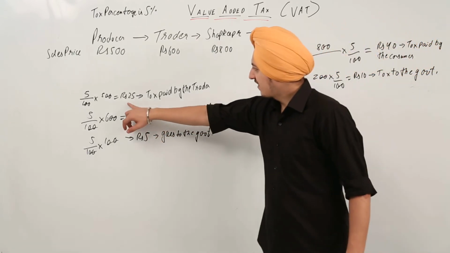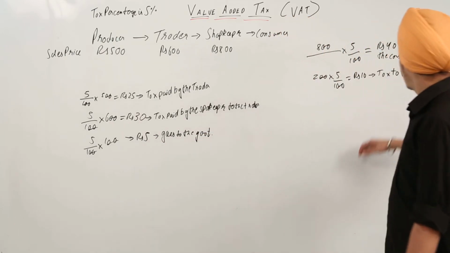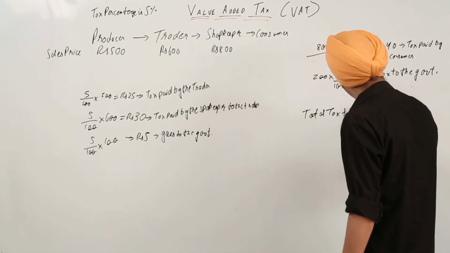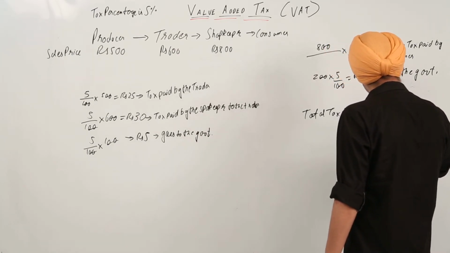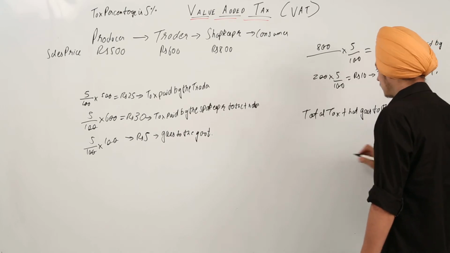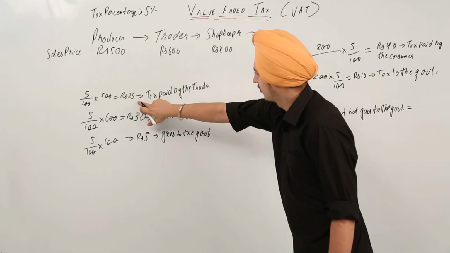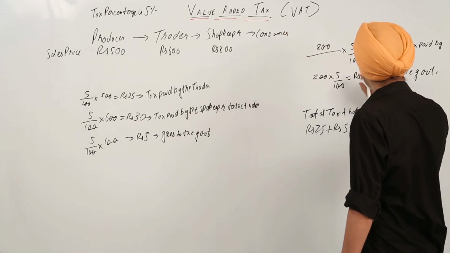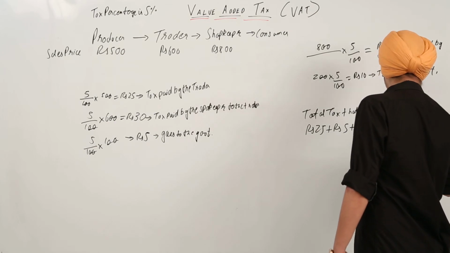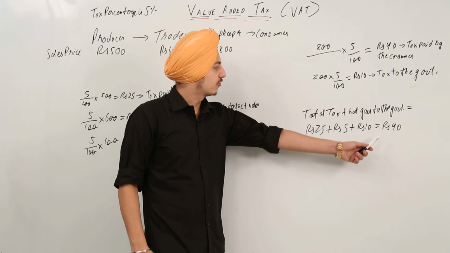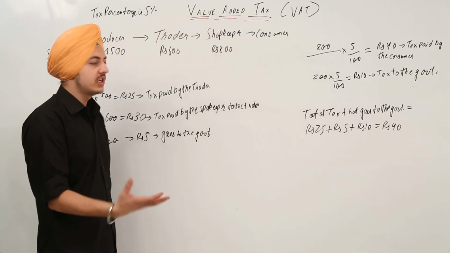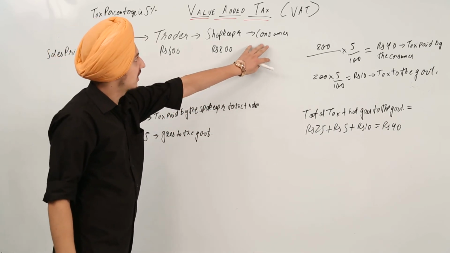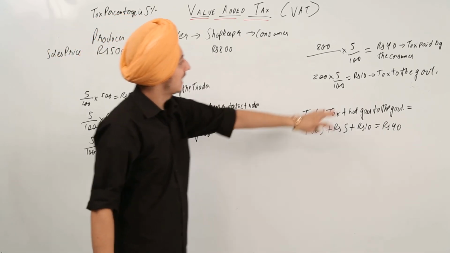Now rupees 25 goes to the government, rupees 5 goes to the government, and rupees 10 goes to the government. So the total tax that goes to the government is equal to rupees 25 from here, rupees 5 from here, and rupees 10 from here. So this is equal to rupees 40. So total tax of rupees 40 goes to the government, but it goes in 3 stages. First charged to the producer, then to the trader, and then to the shopkeeper. And the consumer, in the end, pays a tax of rupees 40.